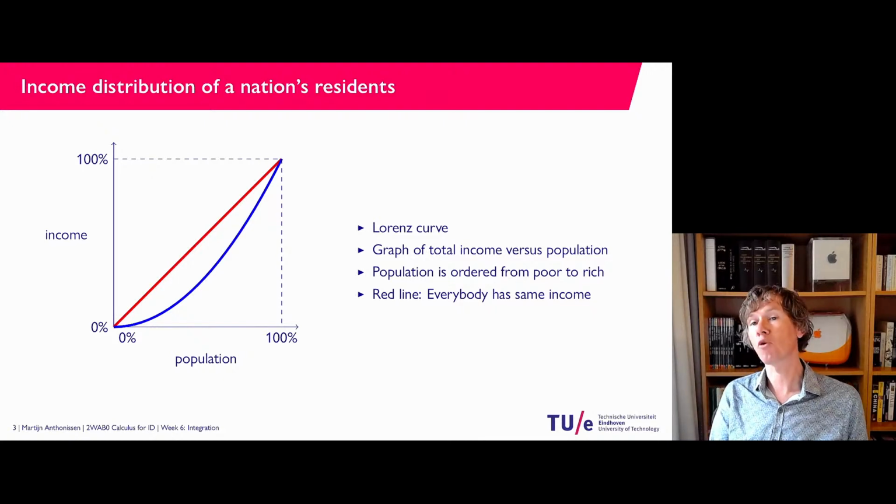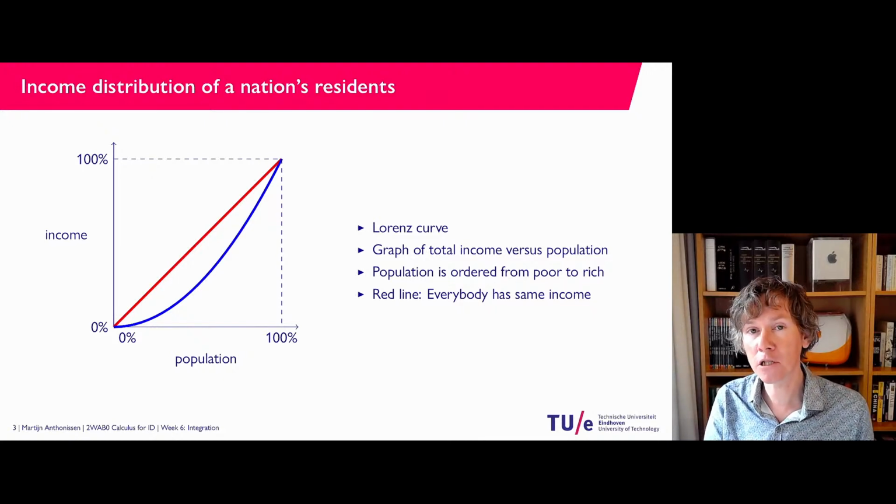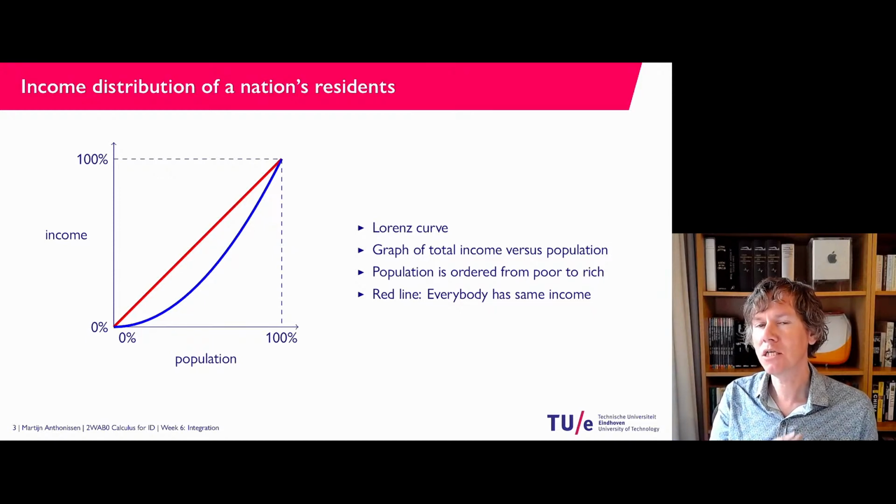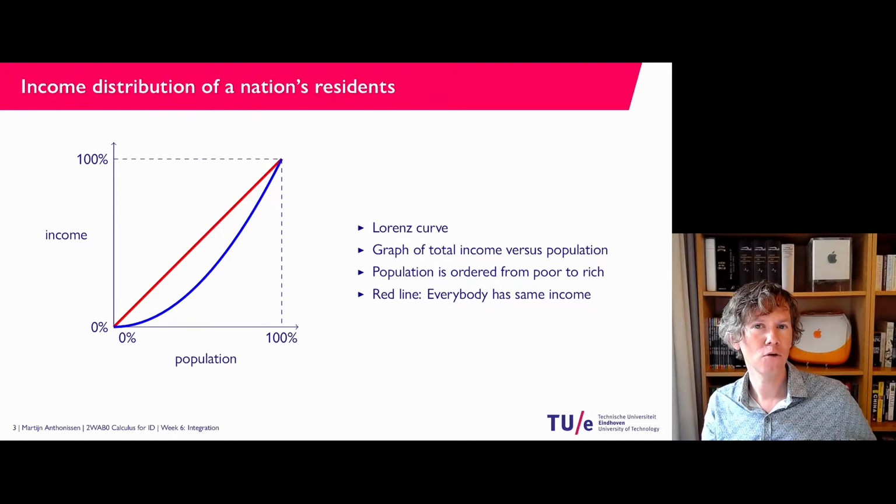Now, these types of graphs, you actually see them in the plans that our government makes, so in the budget that they make for the coming year. Now, it is not very convenient to have these pictures all the time. So if you're making plans and you want to say something about the income distribution, it is easier to catch this in a number, so to have one number describe this.